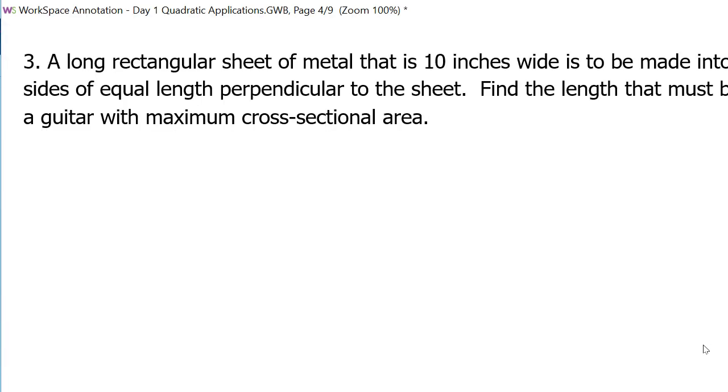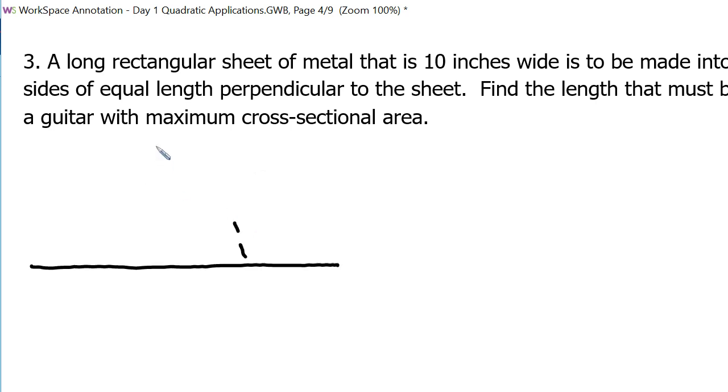For this one, it says that a long rectangular sheet of metal that is 10 inches wide is to be made into a gutter by turning up equal sides of equal length perpendicular to the sheet. Find the length that must be turned up to produce a gutter with maximum cross-sectional area. Okay, so we have a piece of metal that is 10 inches wide. And we need to take that piece of metal and turn up the edges to make a gutter. Now they said that for these edges, it needs to be equal length.